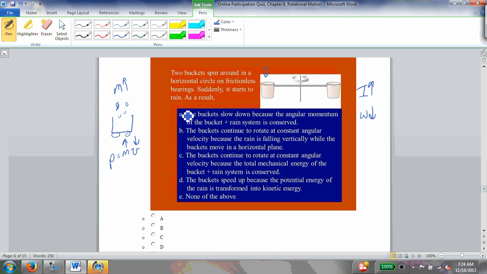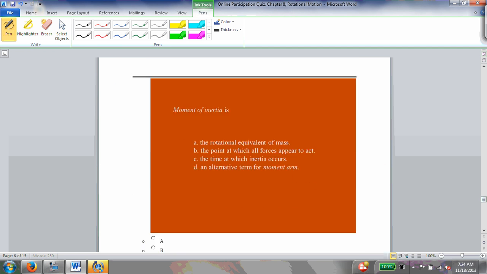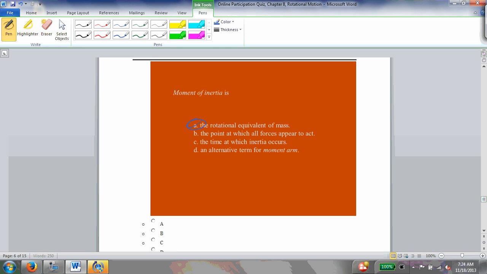So that's A. The buckets slow down because their angular momentum is conserved. Moment of inertia is the rotational equivalent of mass.